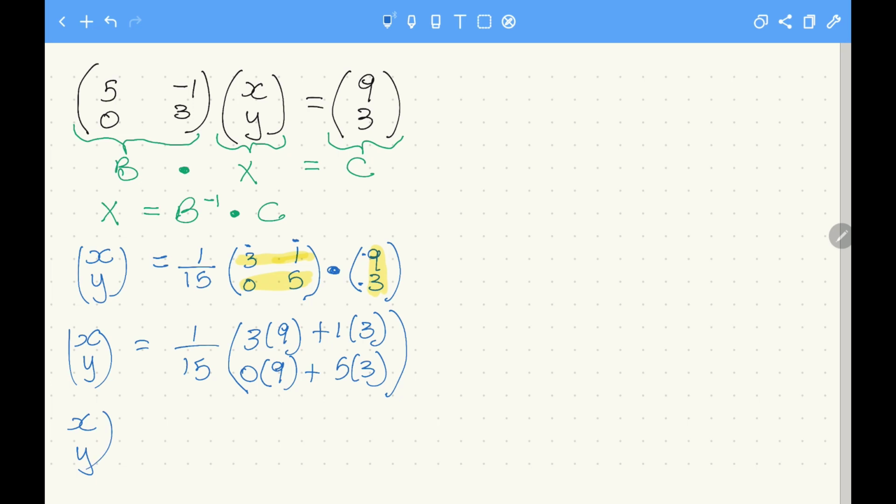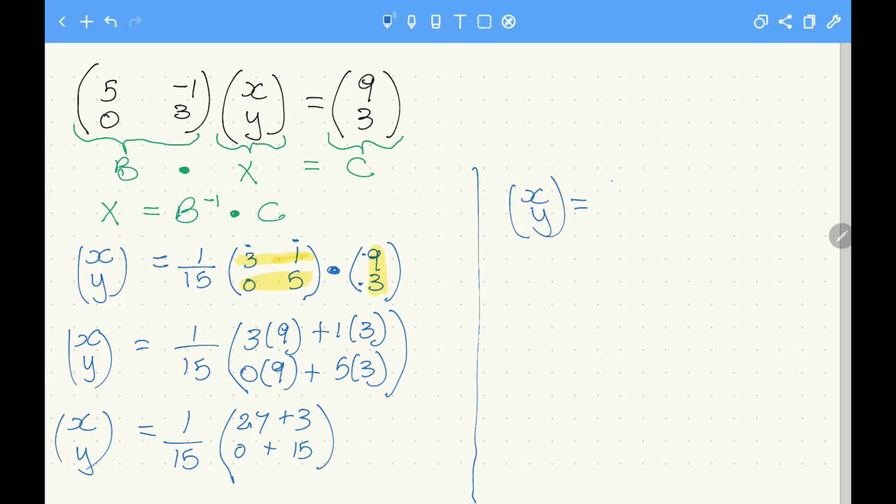x, y is equal to 1 over 15 multiplied by 9 3s are what? 27. 1 times 3 is 3. 0 times 9 is 0. 5 3s are 15. Yep, and you'll need some more space. So x, y is equal to 1 over 15 times 27 plus 3, which gives us 30, and 0 plus 15, which is 15.